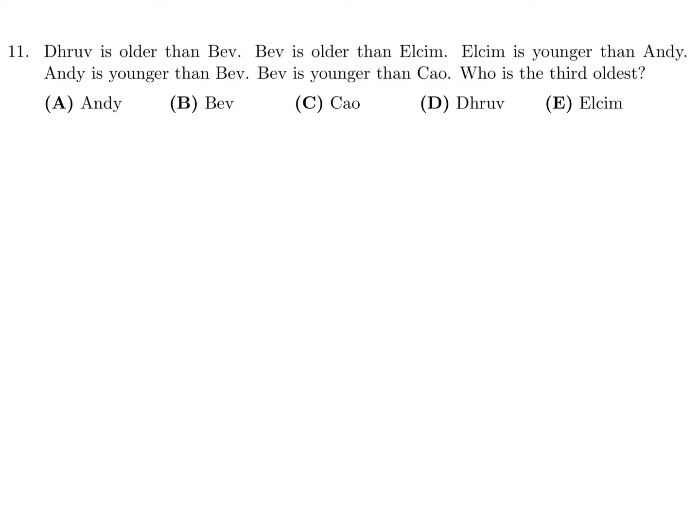Okay, so let's work through this. D is greater than B. Okay, B is greater than E. E is younger than A, so we got to stick A in there. A is younger than B. And then B is younger than C. Okay, so this is basically the inequalities all sort of written out.